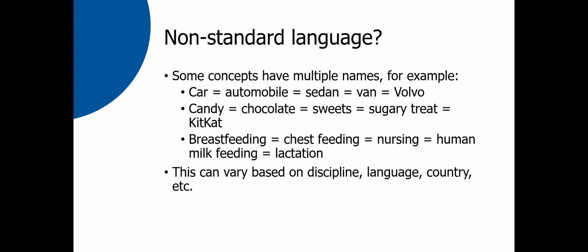So what do I mean by non-standard language? Well, some concepts really do have multiple names like synonyms such as car versus automobile. There are also very broad umbrella terms and narrower terms. For example, vehicle would be a broad term, whereas a sedan or van is a narrower term as it's a type of car. Then there are very specific makes and models. This can also vary based on the discipline, language, or country of origin. For example, choosing to use the term breastfeeding, lactation, or human milk feeding can really depend on your professional perspective.